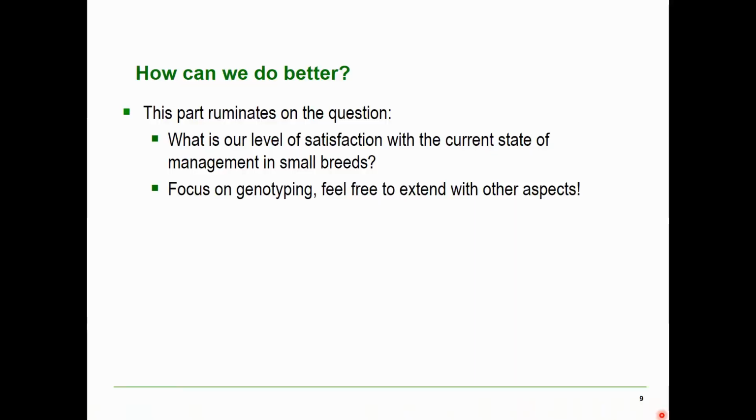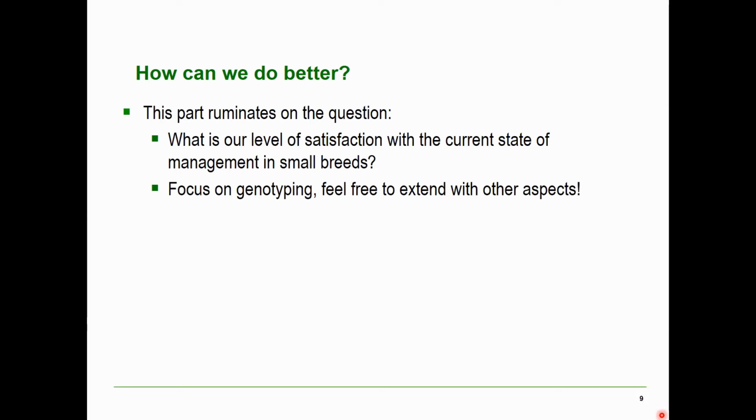After this short overview of the current situation, I want to follow up with thinking how we can do even better. Now I realize this is a really complex question, and I am focusing only on the genomics aspect here.